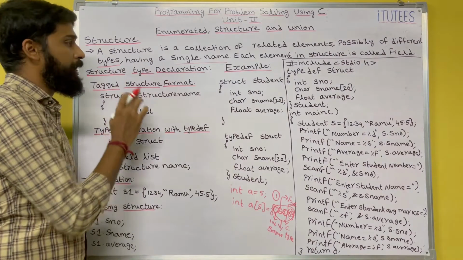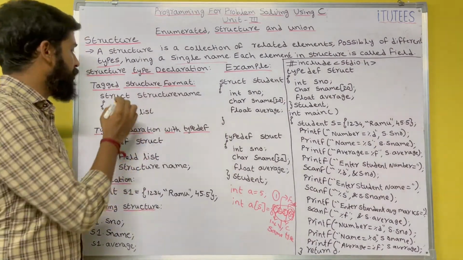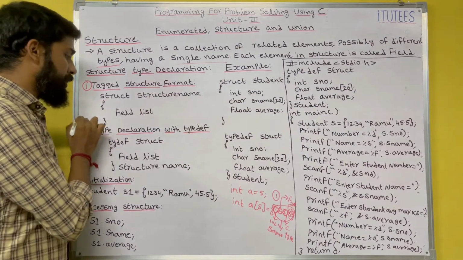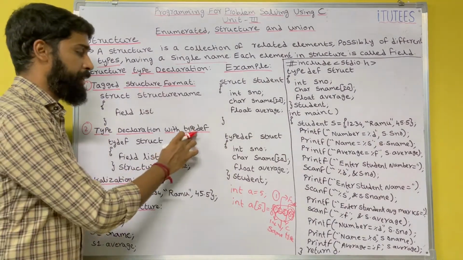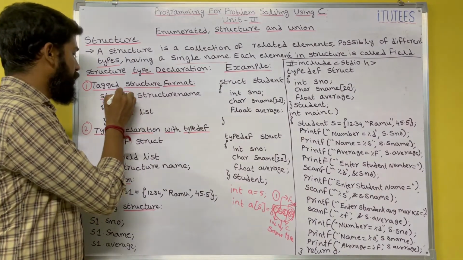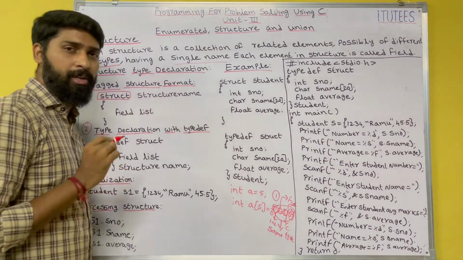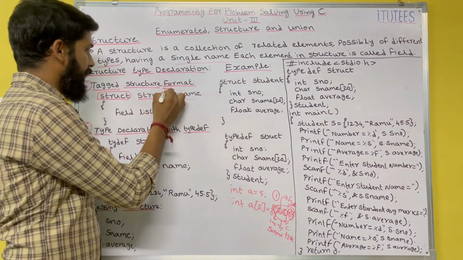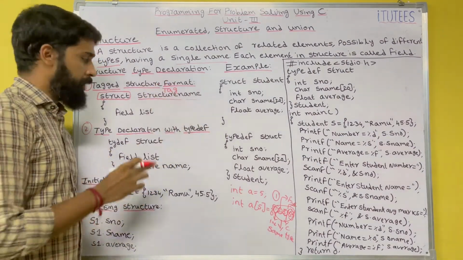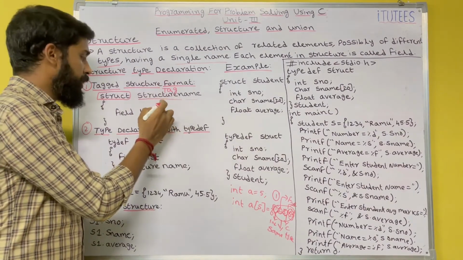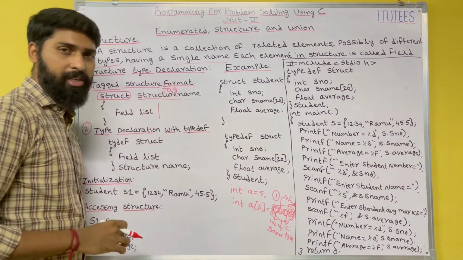Now we see how to declare a structure. We can declare a structure in 2 ways. One is tagged structure format. The second one is type declaration with typedef. In the first one, you use the struct keyword. After that you specify the structure name, which we call a tag. After the structure name, you give the fields.